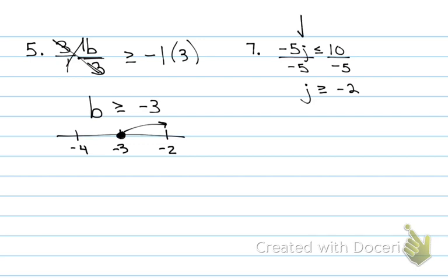What happens if you plug in 0 here? What's negative 5 times 0? 0. And it is true that 0 is less than 10. If you hadn't switched the inequality, that wouldn't have been true. So when a negative number is connected to the variable, you must reverse your inequality.